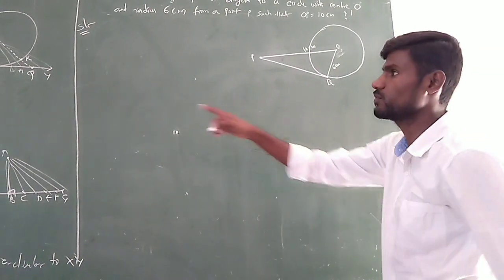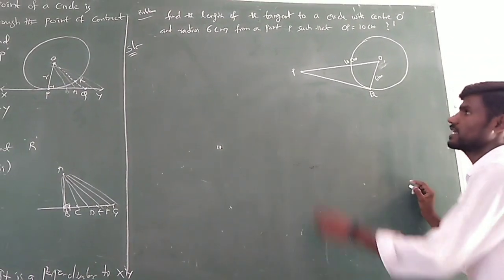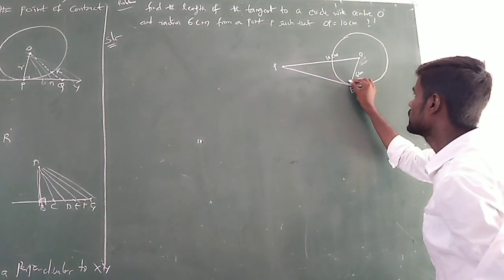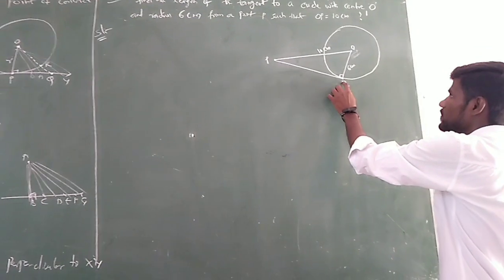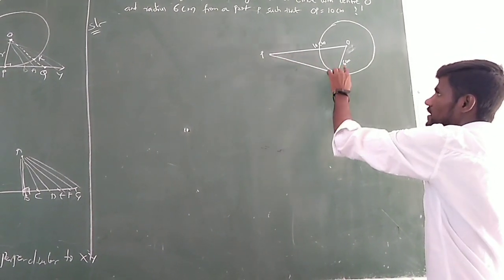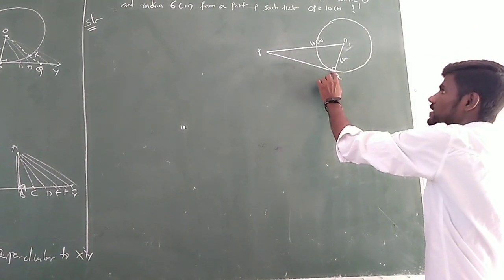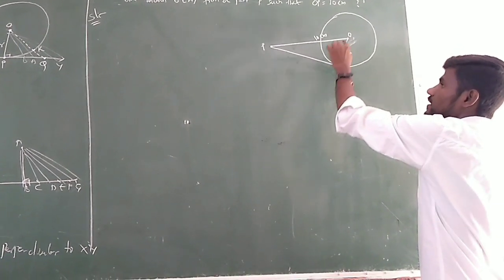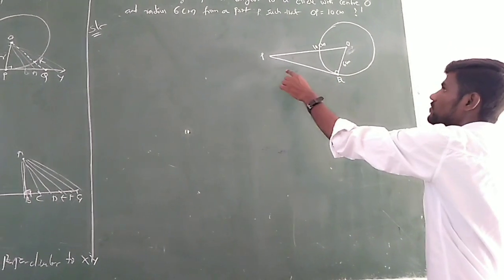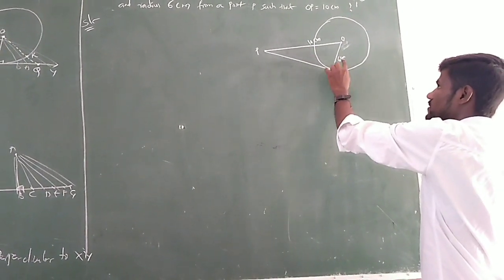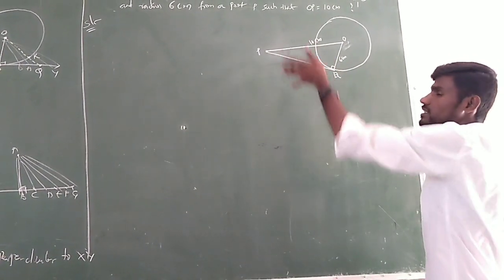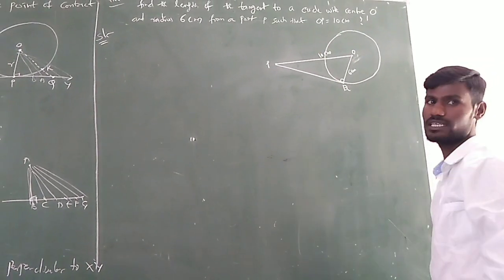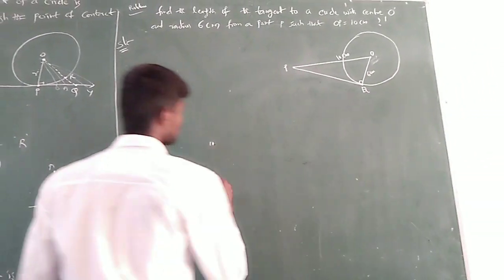So we know that we already proved a theorem. What is that? The tangent is always perpendicular to the radius. Now see, if it is perpendicular, can we take this as a right angle triangle? Obviously, because it is 90 degrees. If it is a right angle triangle, the opposite side to the right angle is the hypotenuse. So by Pythagoras theorem, hypotenuse square equals the sum of the squares of the remaining two sides. By that we can simply calculate the side PQ, which is the length of the tangent. So let us calculate here.